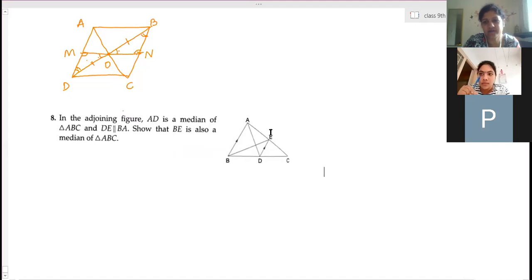Clear? Ma'am, I was thinking of congruency of triangle. Every time you are going through the congruency. So here D is the midpoint. AD is a median, that means D is midpoint of BC. DE is parallel to BA. So by converse midpoint theorem, E is midpoint of AC. Is it clear? Yes, ma'am. And if E is midpoint, that means BE, when it is joined, is a median. Clear? Yes, ma'am.